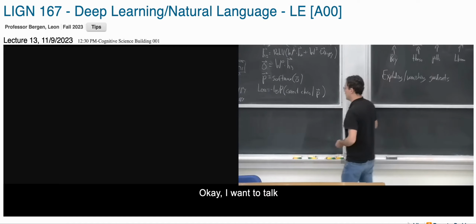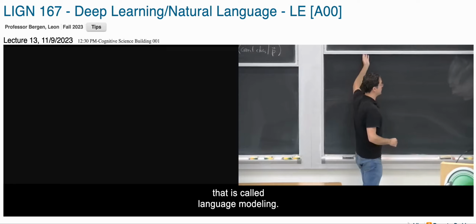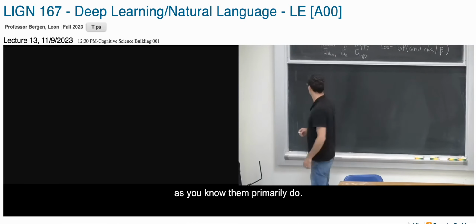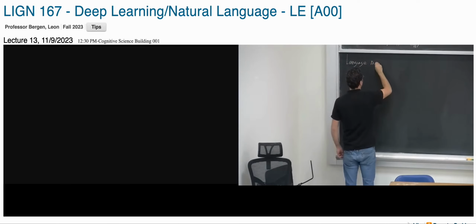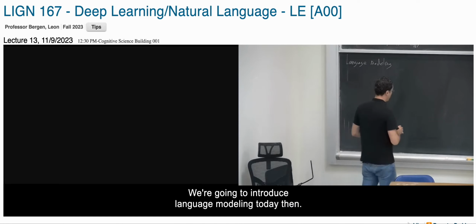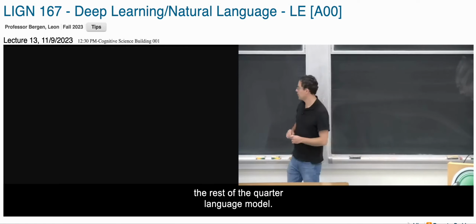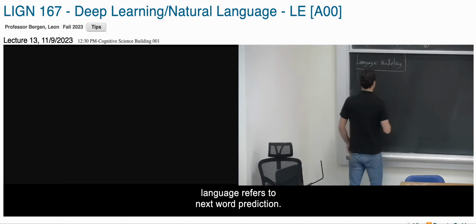Okay. I want to now talk about another major application of RNNs besides classification and how we would go about doing it. And that is called language modeling. Language modeling is what language models, as you know them, primarily do. We're going to introduce language modeling today, and then basically we're going to be studying it for the rest of the quarter. So language modeling does not mean anything having to do with language. It refers to next word prediction.